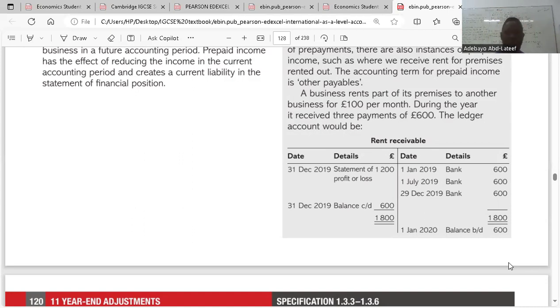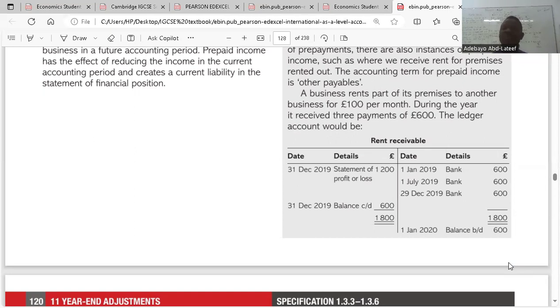So the balance brought down becomes our other payables. This is the amount we have to give. It's our current liabilities. This is the amount that has been paid, that we still have to allow our tenants to use after December 2019. So from January 2020 to June 2020, our tenant has paid for that amount.